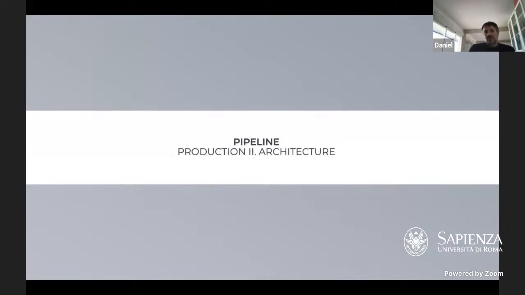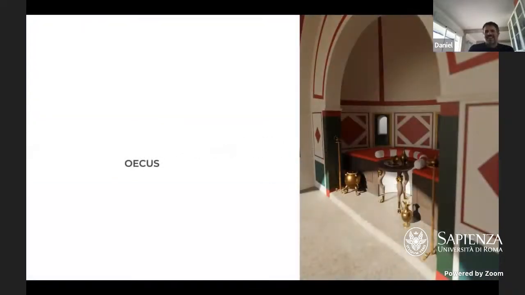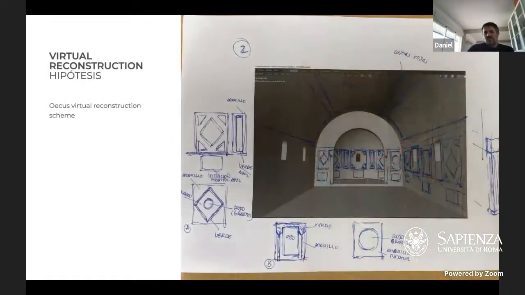Okay, and the same goes for the architecture. This is, let's say, the final render, but before, as I repeat constantly, again and again, a hypothesis has to be validated before moving on to start modeling in 3D. And the same with the peristylum or other parts of the villa.